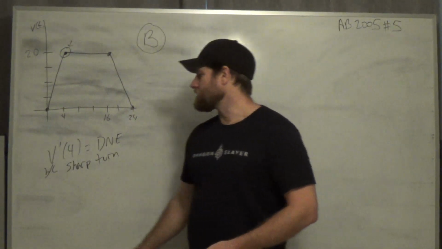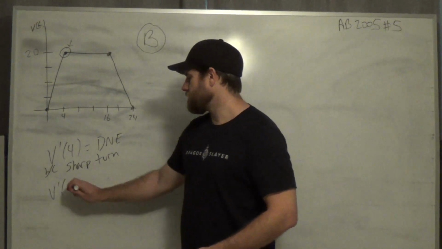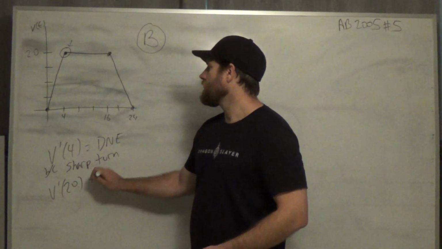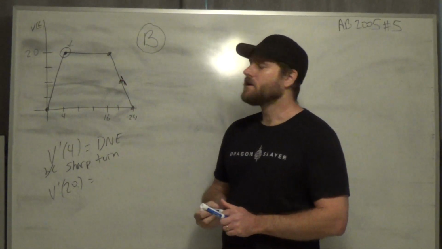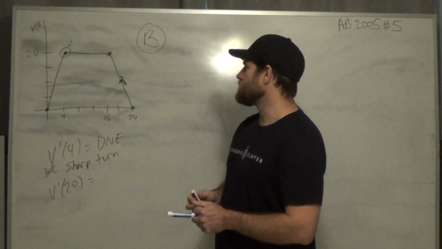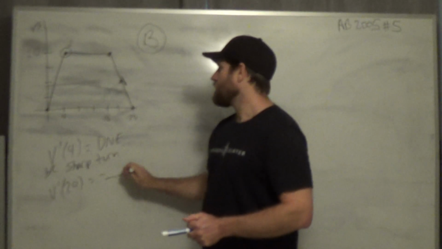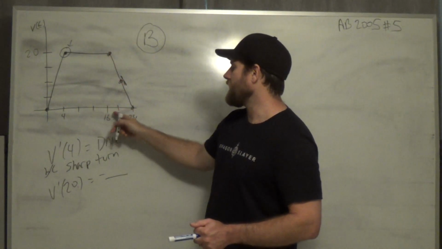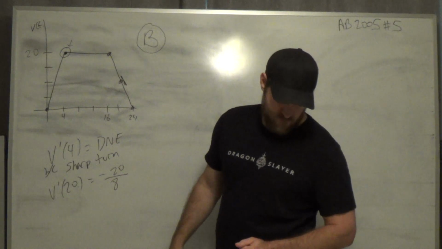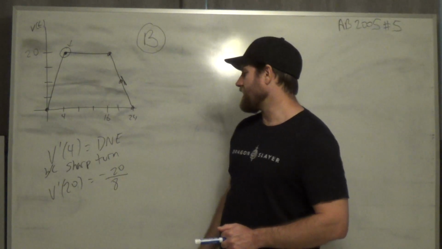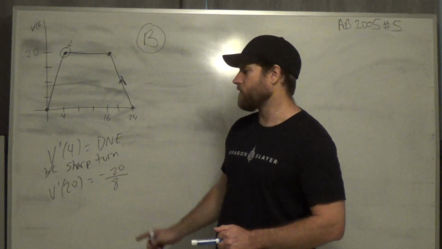All right, let's look at the second one. The second one says, what is v prime 20? Well, v prime 20 is the slope of the tangent line here at 20. So if we want to know that slope, we can just do rise over run. Notice it's a negative slope. And it goes down 20 and over 8. Now it does say indicate units of measure. By the way, of course, I could simplify this to 10 over 4 or 5 over 2.